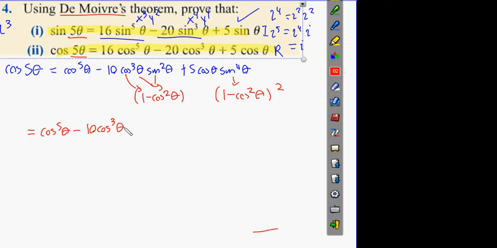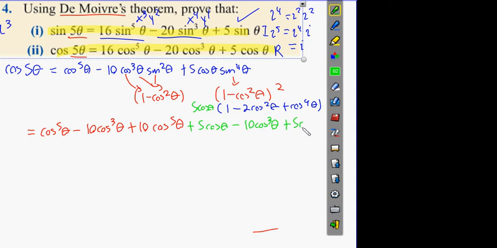Minus 10 cos cubed theta. And then it's going to be plus 10 cos 5 theta. We're going to square this one out before we put it in. It's going to be 1 minus 2 cos squared theta plus cos theta to the power 4. And what we're going to do then is multiply all of that by 5 cos theta. So what we get this time is 5 cos theta, and then minus 10 cos cubed theta plus 5 cos 5 theta, and then we're going to add them all together.